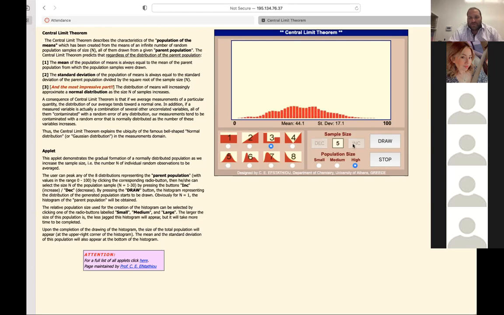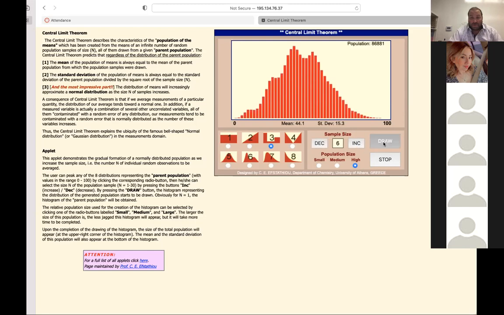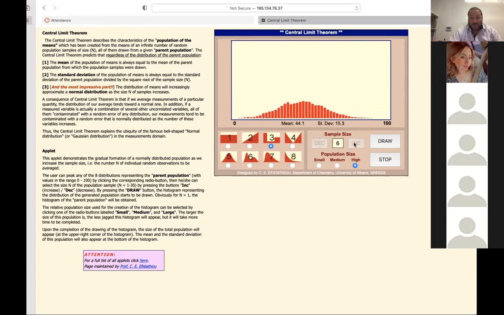So what can you say about all these means? They're about 44. Yes, they're about the same. The mean of a sample distribution is the same as the mean of the population distribution. But what's happening to the standard deviations as it goes up? Let's go back to the first case. It's going down.